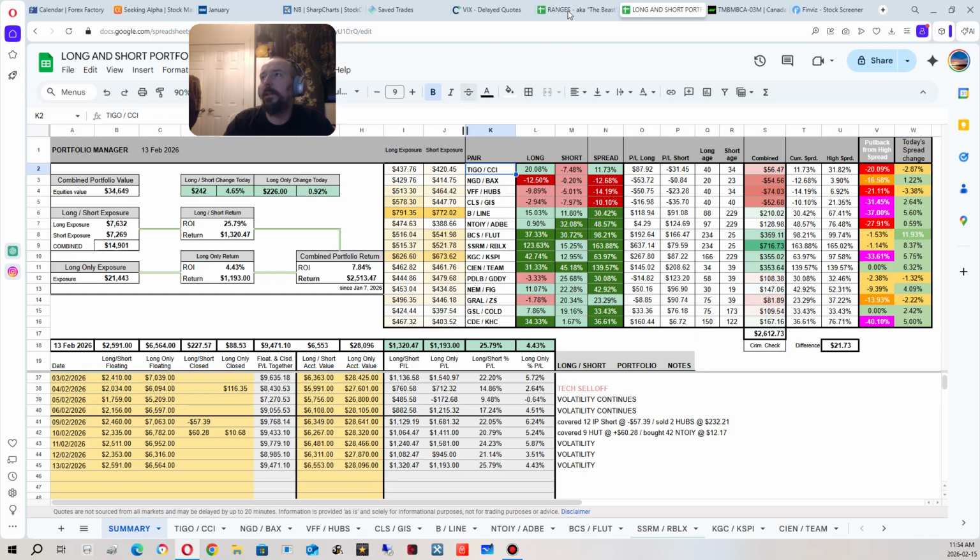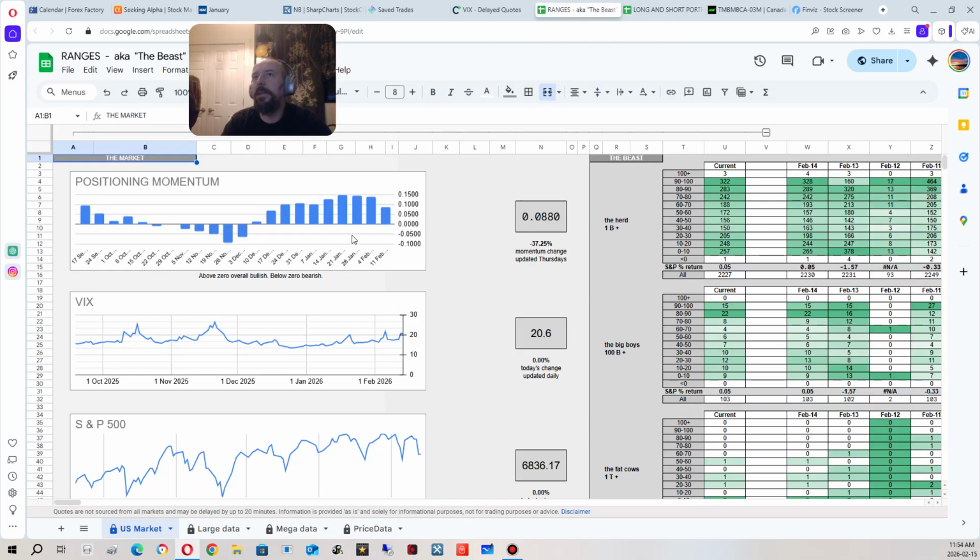But this little indicator, the ranges, or aka beast as I call it, shows me that volatility is above 40, VIX is in the 20s, and the S&P's been bouncing off the top. This is a potential reversal, but I will not, and I repeat again, I will not reverse or close down anything until this becomes negative.